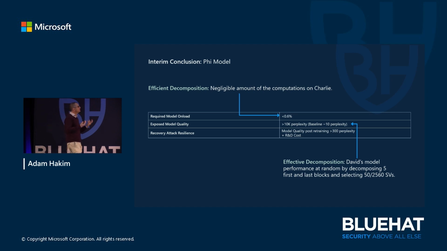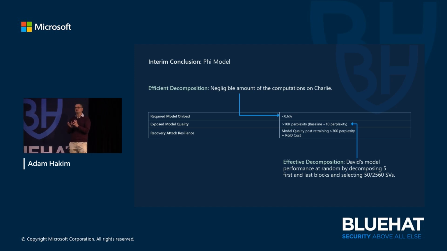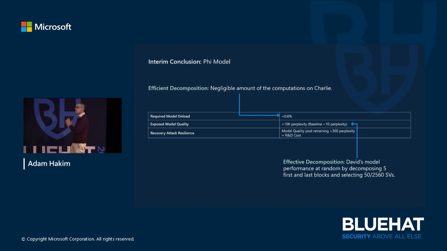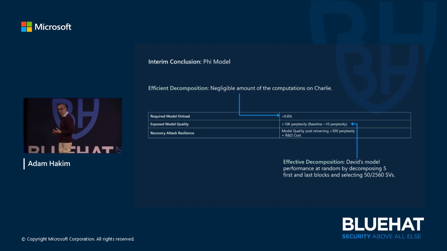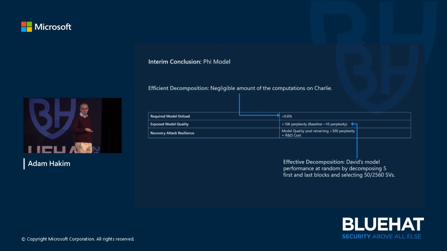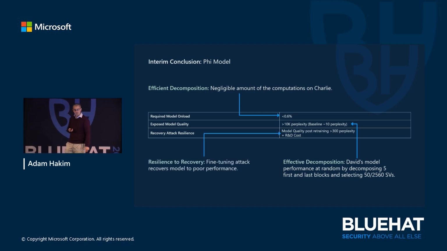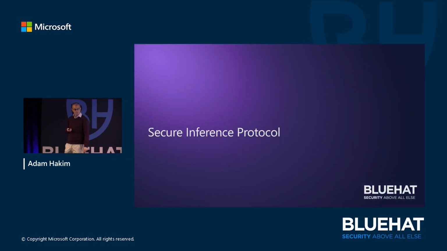And you have to think about all the costs that an attacker would have to invest, R&D cost, compute cost, to try to perform this attack. And we see this cost as the security bar for this attack. So how much does an attacker need to invest in order to try to take the exposed portion of the model and recover it through data science means to its original, or close to its original performance. So yeah, fine-tuning attack recovers model to poor performance.